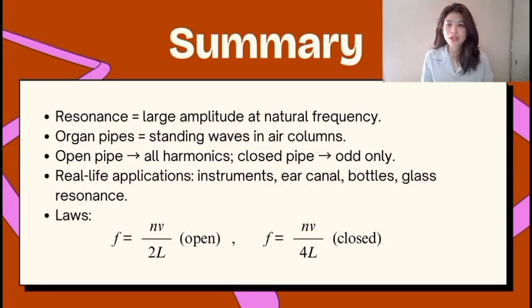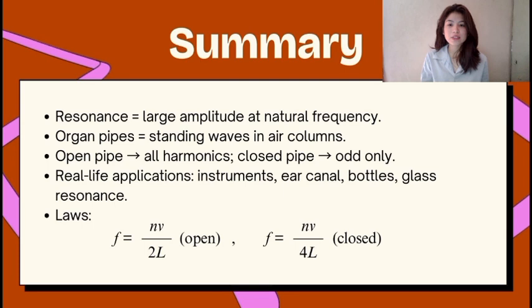Good day, everyone. Now, let me wrap up our discussion with a quick summary. First, resonance happens when an object vibrates with large amplitude at its natural frequency. In the case of organ pipes, this is due to standing waves forming inside air columns. Now, if the pipe is open at both ends, it can produce all harmonics. But if the pipe is closed at one end, it can only produce odd harmonics.